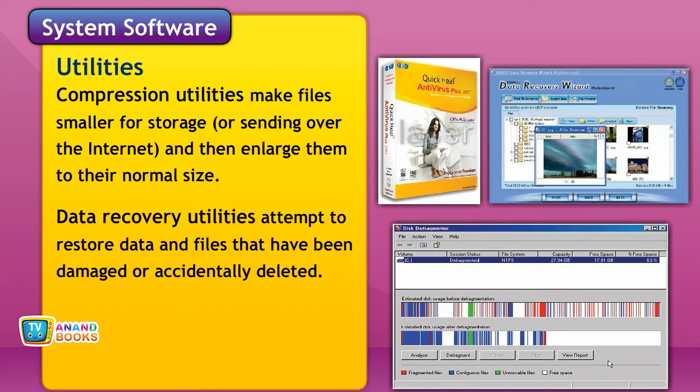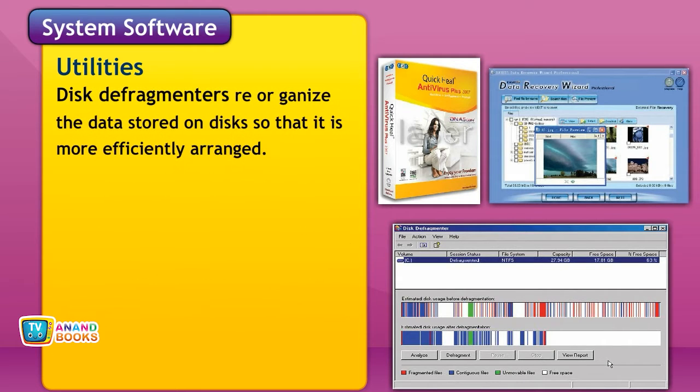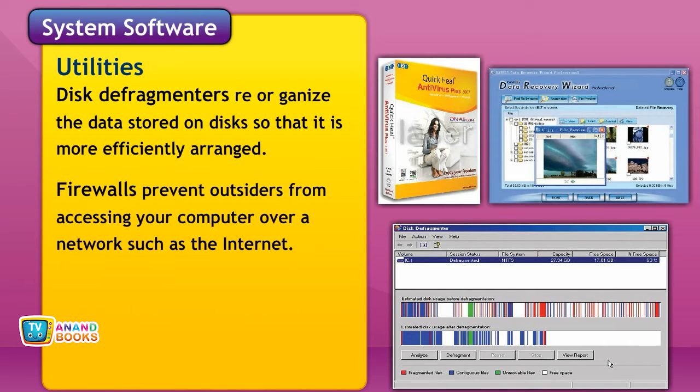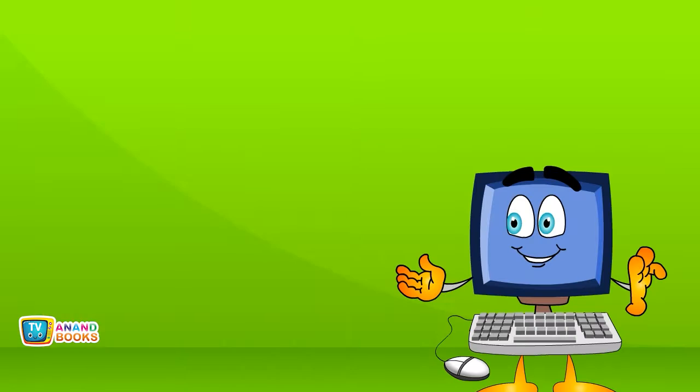Data recovery utilities attempt to restore data and files that have been damaged or accidentally deleted. Disk defragmenters reorganize the data stored on disk so that it is more efficiently arranged. Firewalls prevent outsiders from accessing your computer over a network such as the internet.